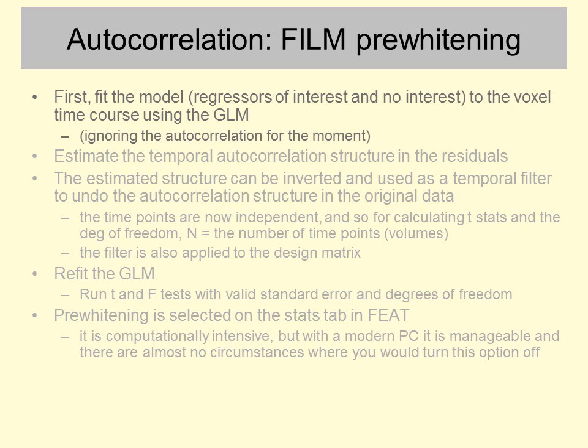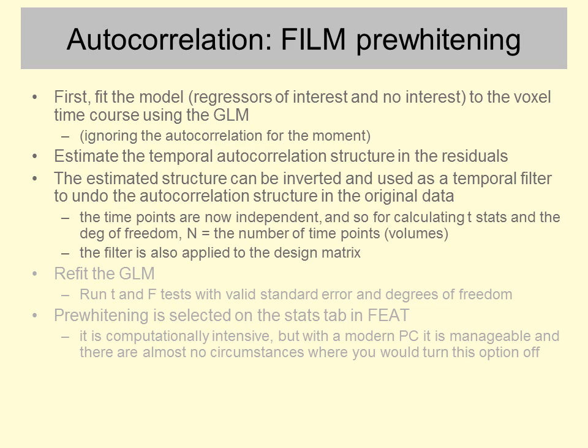So what you do in order to implement FILM is you first fit the model, including the regressors of interest and of no interest, to the voxel time course in the way that we've been seeing so far in this course, and you just fit it ignoring the fact that there's also correlation in the data. That enables you to get the residuals. You use the residuals to estimate the autocorrelation structure, which is that graph I showed you 2 slides ago, and then that estimated structure can be inverted and used as a temporal filter to undo the autocorrelation structure that's present in the original data.